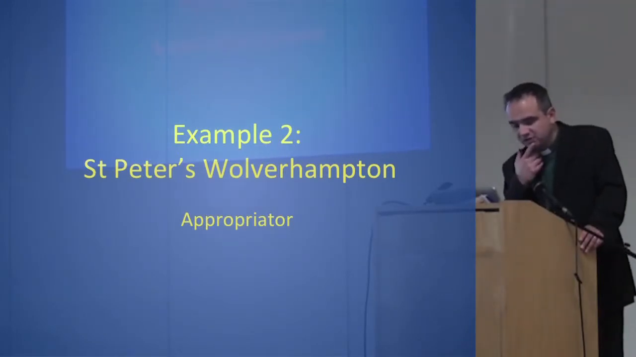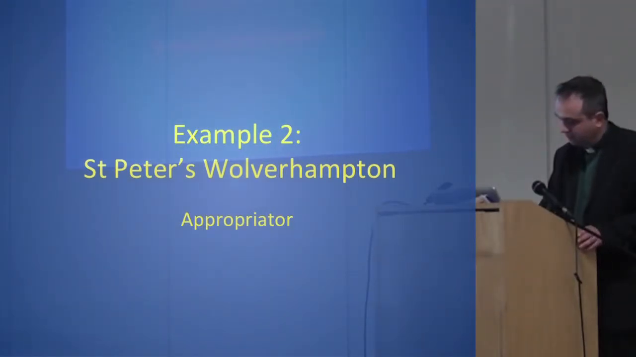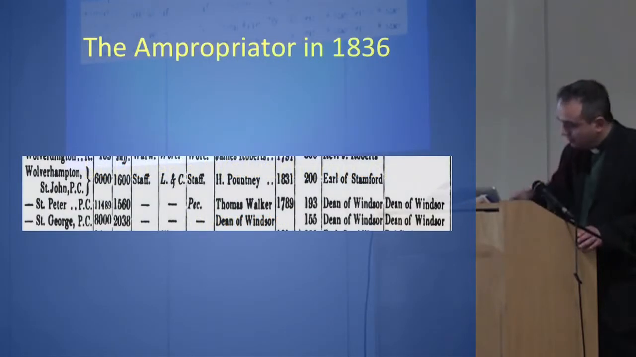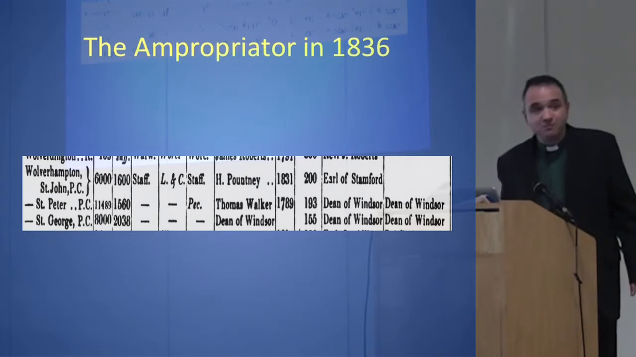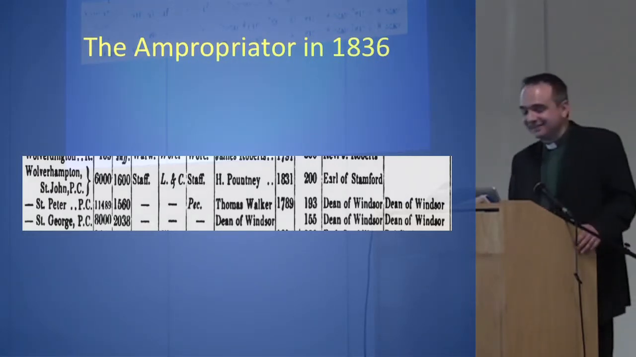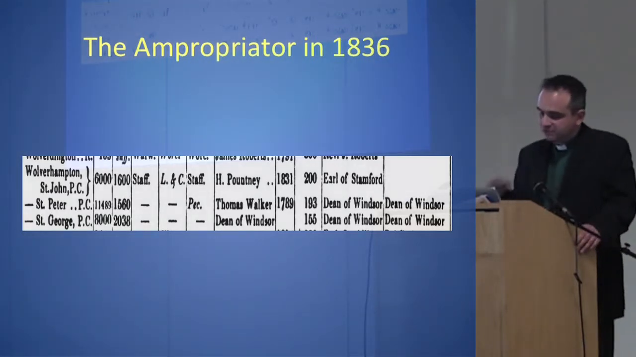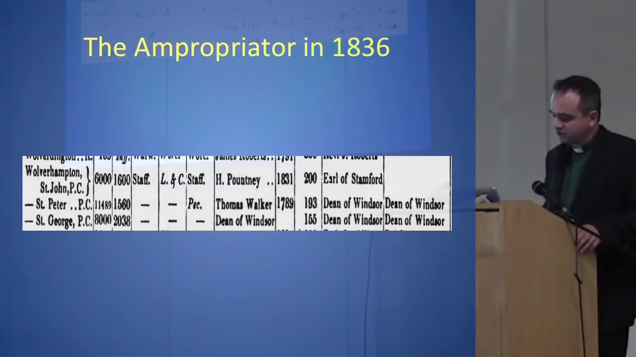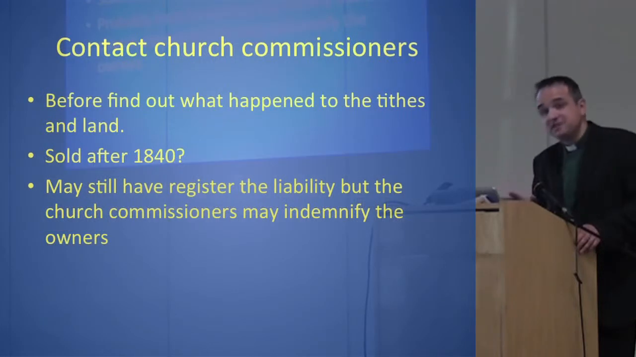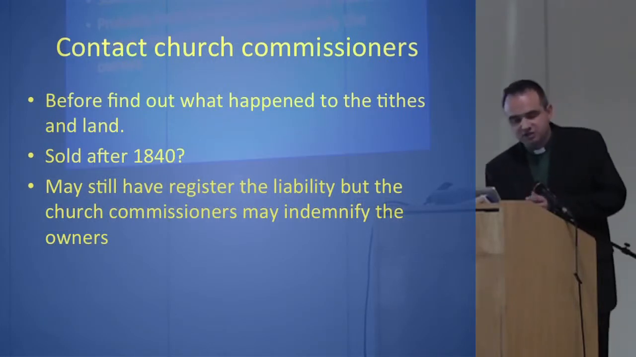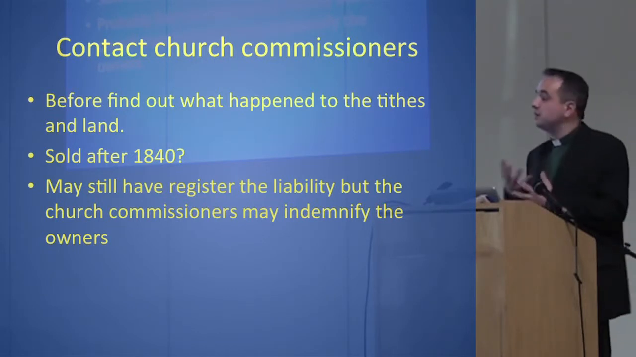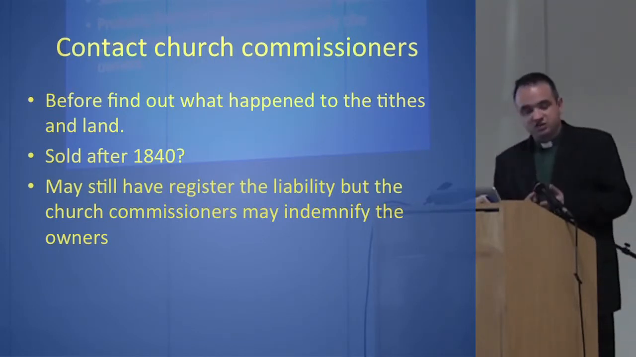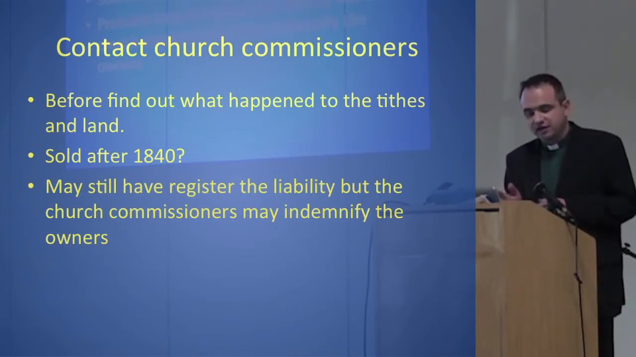Right, impropriator, St. Peter's Wolverhampton. The Dean of Windsor. And the Dean of Windsor seems to have so much Latin, he's amazing. Anyway, the impropriator in the 16th is recorded being the Dean of Windsor. And obviously that should have fallen into the Church Commissioners' property. You should find out what happened to the tithe and the land tied to it. Was the land sold after 1840?